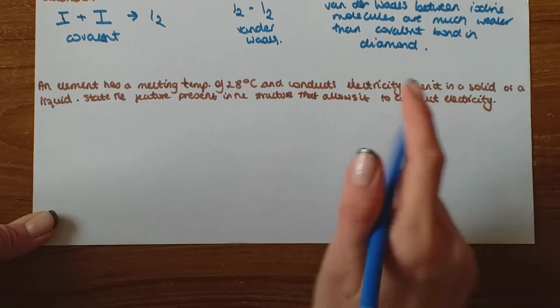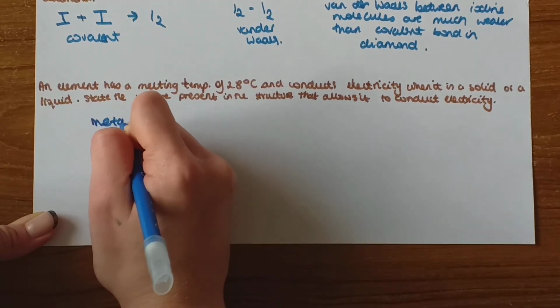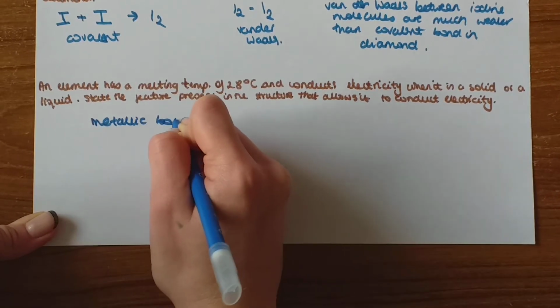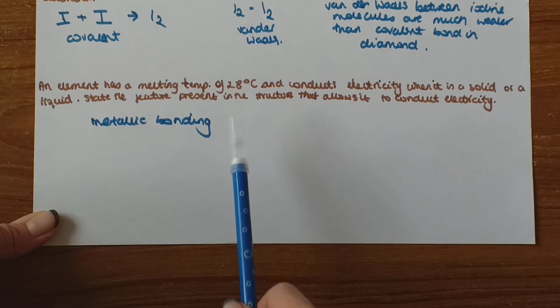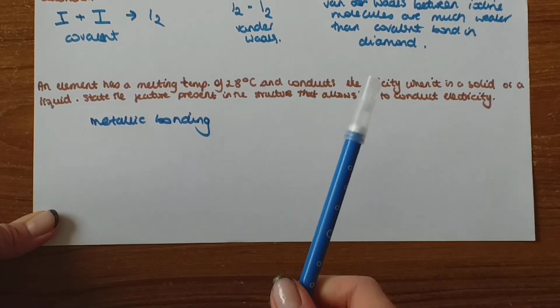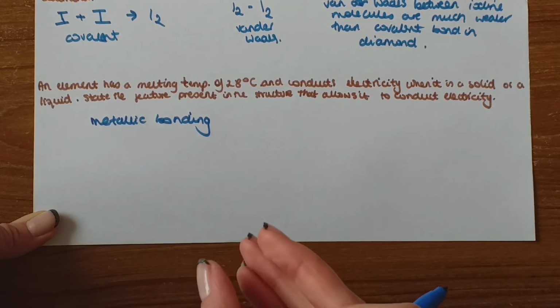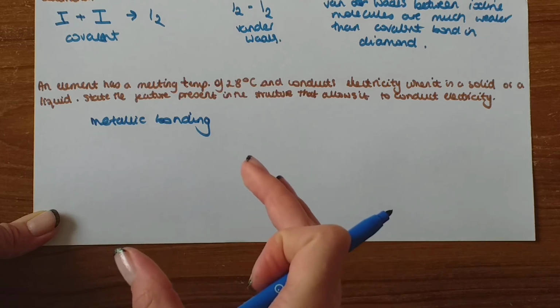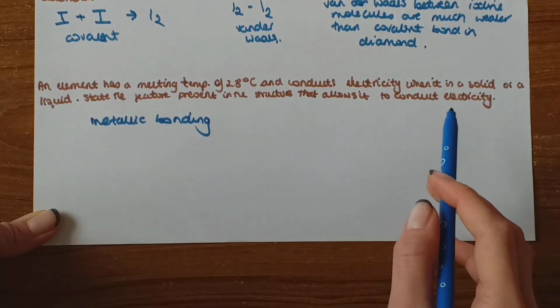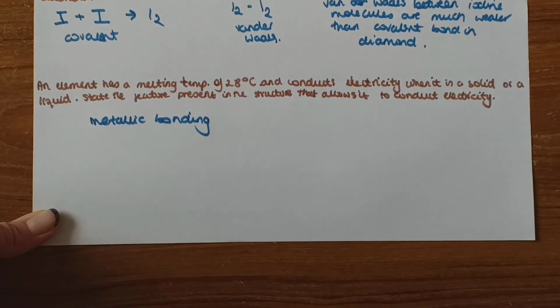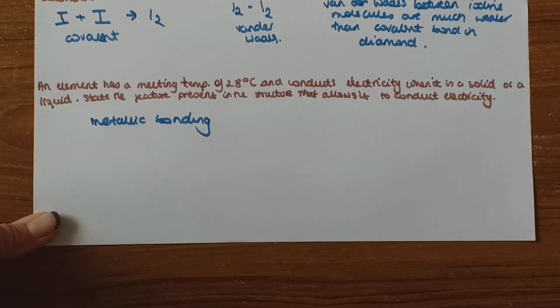And in metallic bonding, we have this sea of delocalized electrons, because the elements donate their electrons to the sea of delocalized electrons, and that's how they bond. So they can conduct electricity because of the sea of delocalized electrons in metals.